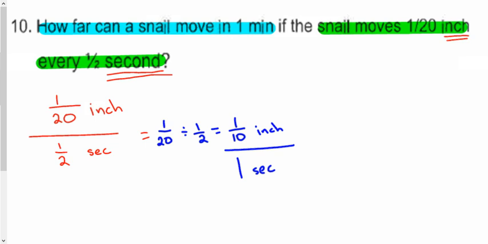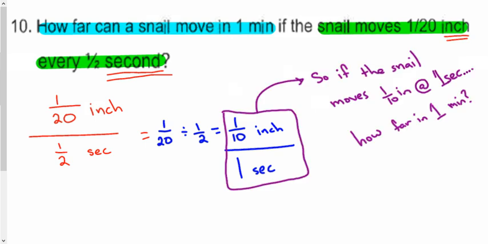So now I know how far the snail can go in 1 second. And that's kind of nice, but how far can it go in 1 minute? I know how far it can go in 1 second. That's what they gave us. We made our unit rate. Well, think about it. 1 minute's the same as 60 seconds.